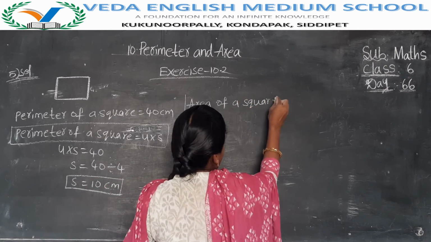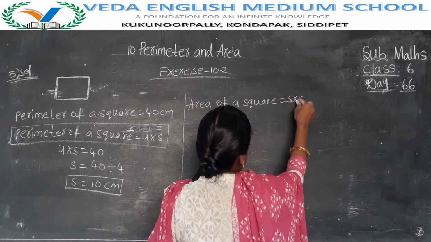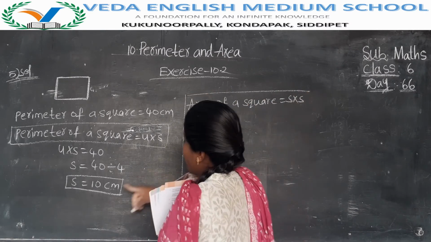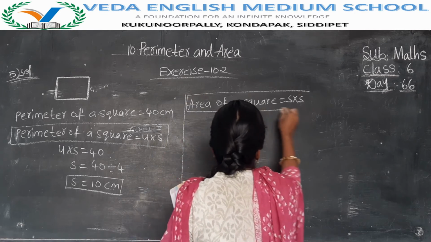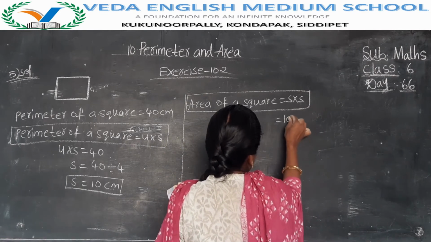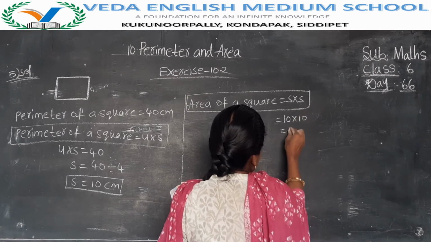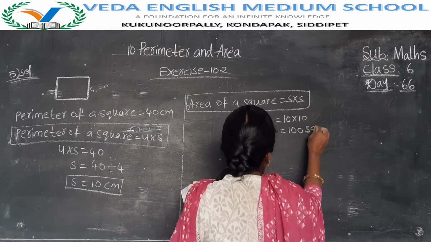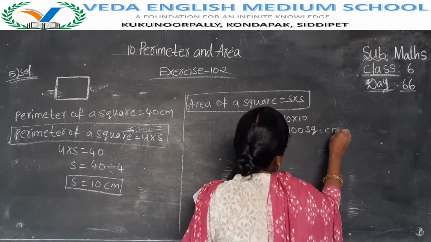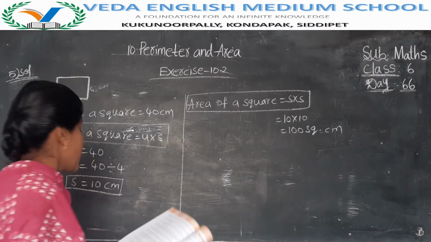Area of a square formula is side into side. Side into side means how much we got the side, Nana? 10. So we have to multiply 10 into 10. 10 tens are 100. 100 square centimeters. Fifth solution has completed.